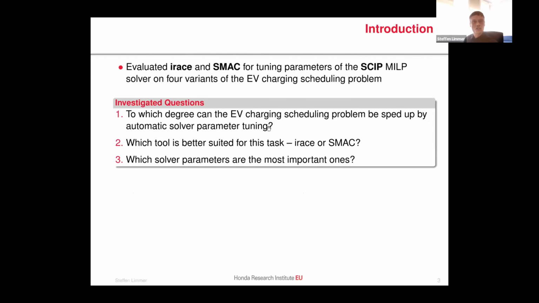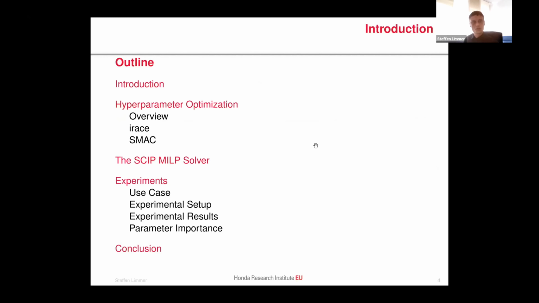First, to which degree can the charging scheduling be accelerated by tuning the solver parameters? Second, which tool is better suited for this task, irace or SMAC? And based on the optimization results, we investigate which solver parameters are the most important ones. And yeah, that's what I want to talk about in the following. First, I want to provide some background information on hyperparameter optimization. I will then say some words about the SCIP solver. Then I will discuss the experiments and their results, and finally provide a small conclusion and summary.